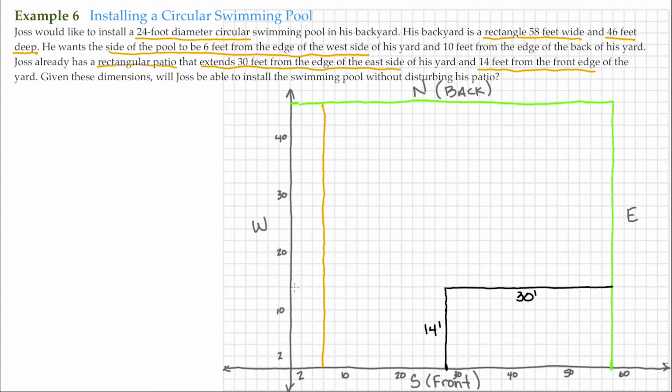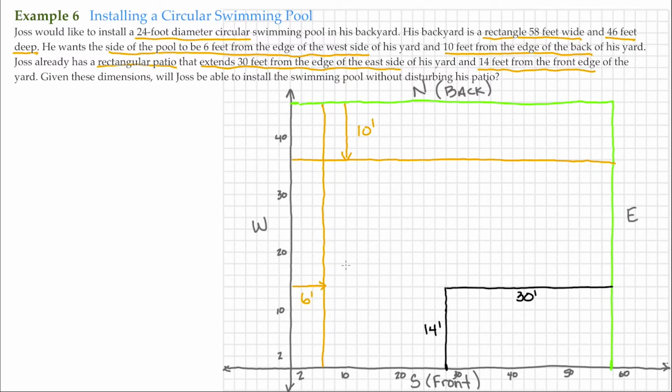He wants it 6 feet away from the edge of the west side and 10 feet from the edge of the back of his yard. So he wants it to come in 10 feet. Well, if this is 46, here's 36 here, so he wants it to come in 10 feet here. So this is 10 feet this way. I'll mark this as 10 feet in. I'll mark this as 6 feet in.